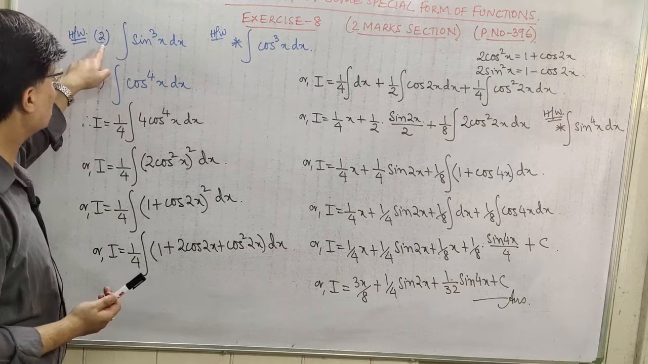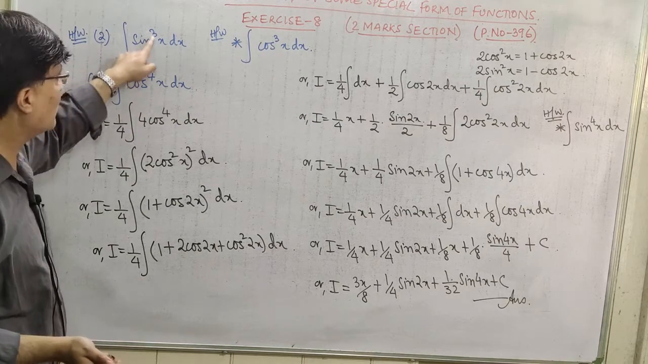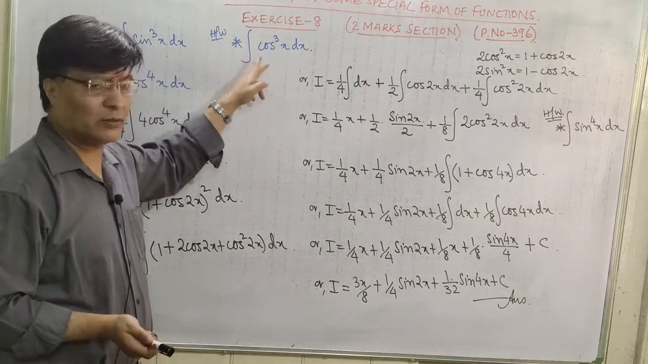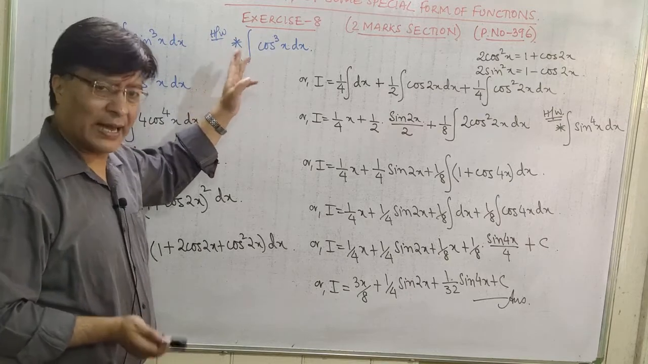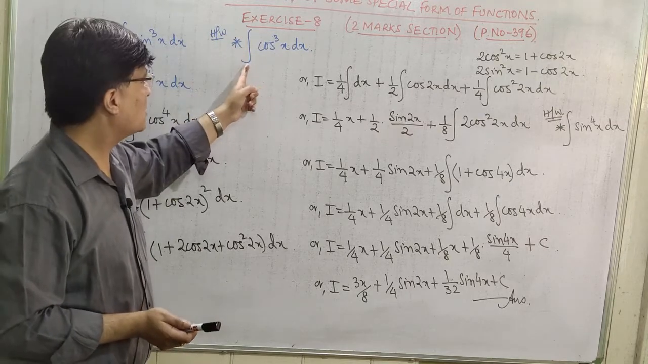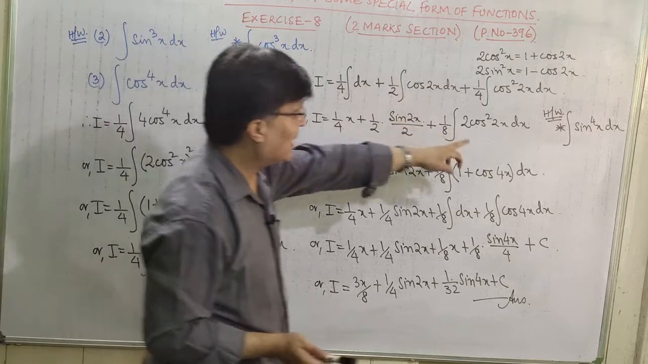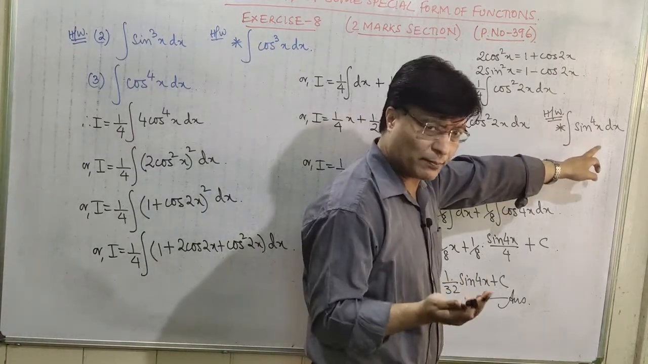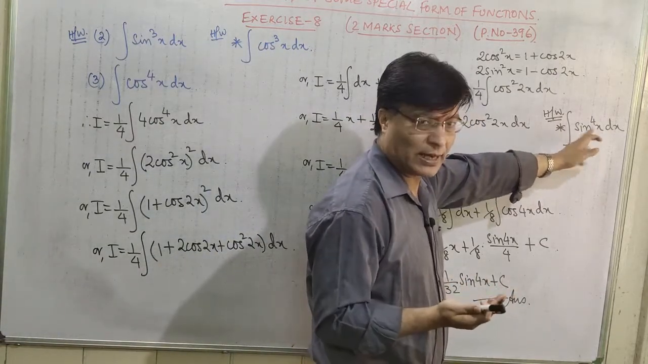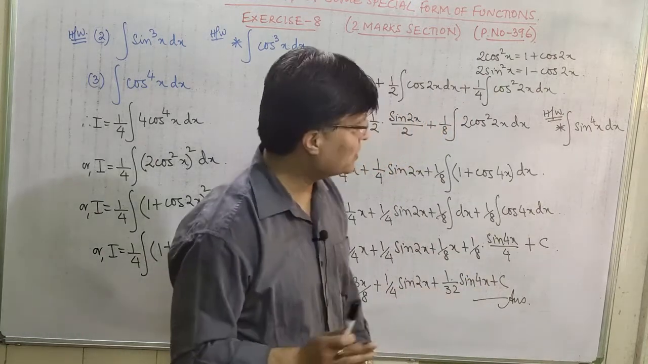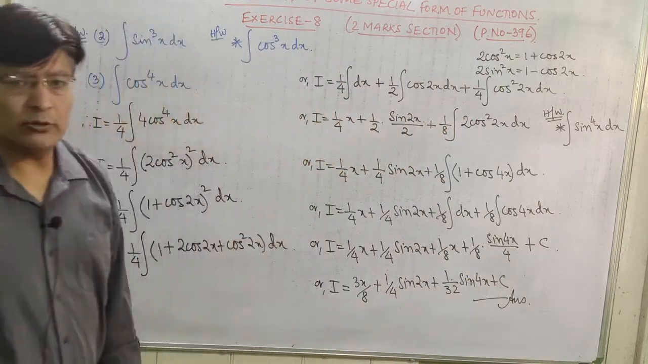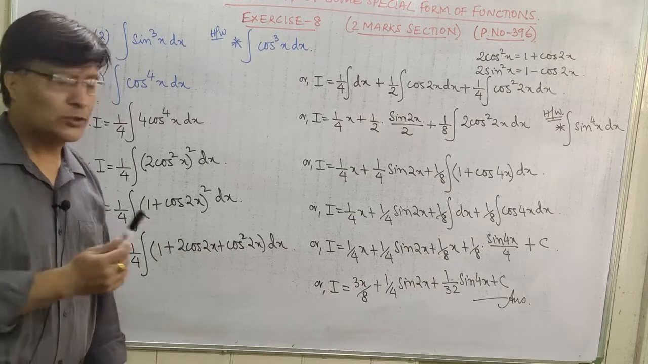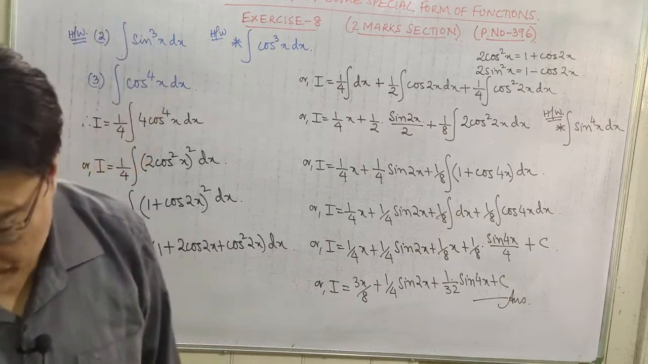That is, one is number 2 from the book, integration of sine cube x dx, but this is not from the book. That is, I have given you this problem, so integration of cos cube x dx, and this also I have given you by myself only. I have given you this integration of sine to the power 4x dx, so you can do it at home. Okay, so you can copy it. Now let's do the next question.